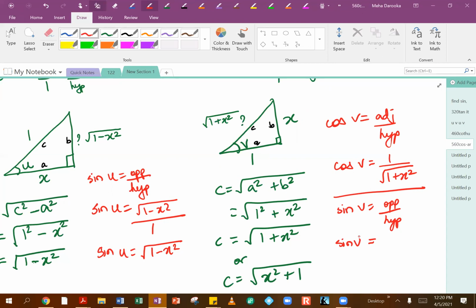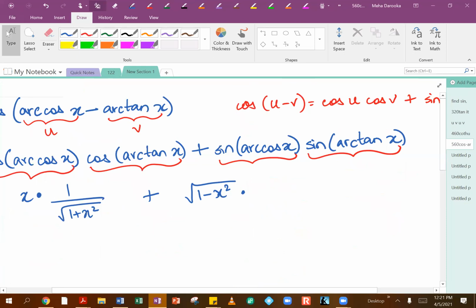One over the square root of 1 plus x squared. No, remember that was what you got for the cosine because that's the adjacent side. Your opposite would be with the x, right? From angle V, the opposite would be x. So this guy is going to be x over square root of 1 plus x squared.